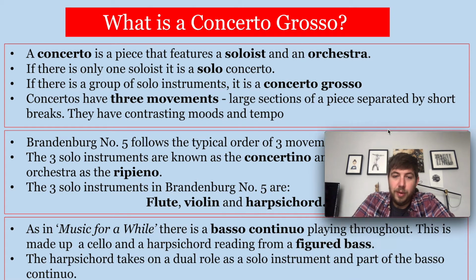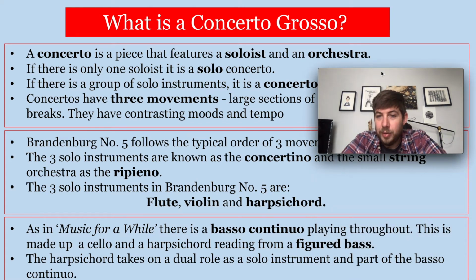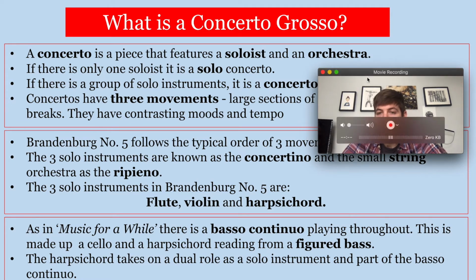As in Music for a While, there is a basso continuo, a continuous bass line played throughout, made up by a cello and a harpsichord reading from a figured bass. So we're seeing crossovers between 2 different styles of music here. Although they're both from the same period, Music for a While being a vocal piece and Brandenburg Concerto being an instrumental piece. The harpsichord takes on a dual role in this piece though, whereas in Music for a While the harpsichord is purely there as an accompaniment. The harpsichord takes on a solo role as well as playing the basso continuo.